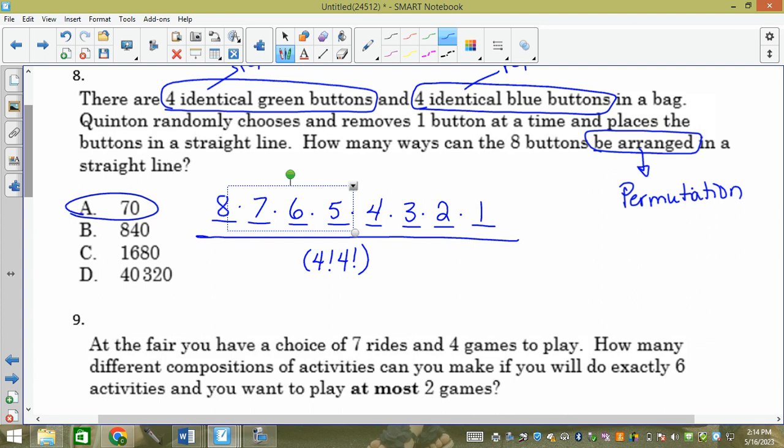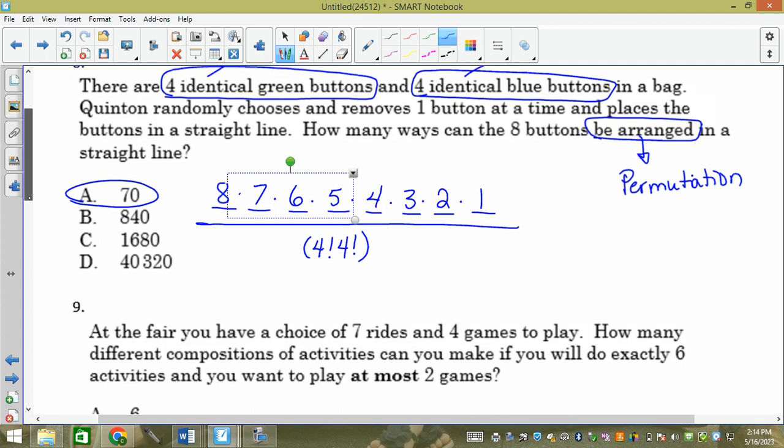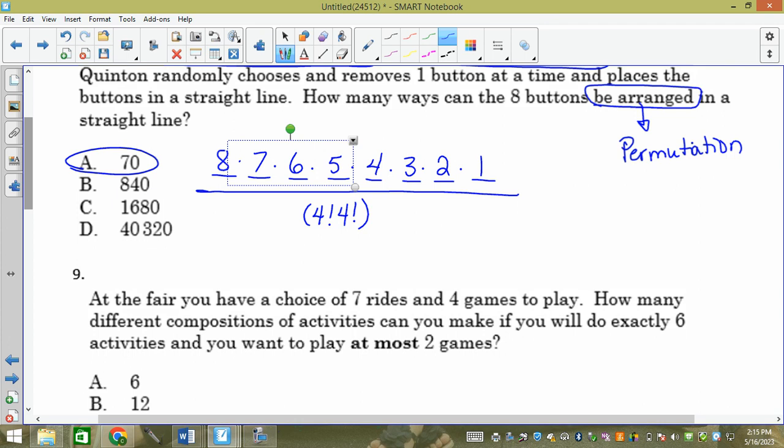Number 9. So where did that one come from? What unit? Perms and combs. So number 9. At the fair, you have a choice of 7 rides and 4 games to play. How many different compositions of activities can you make if you do exactly 6 activities? So that's the key thing, we have to have 6. And you want to play at most 2 games.